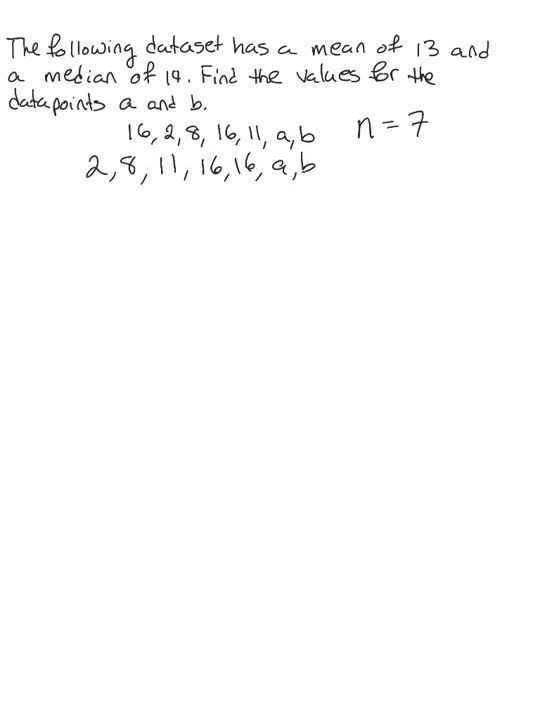So if we draw 7 lines, 1, 2, 3, 4, 5, 6, 7, the median has to be 14, right? So the median value here is going to be this one right here. So this has to be 14. And we didn't have 14 in our original data values, so this 14 has to be either A or B. Here, we're just going to say that 14 is A. So we have now solved for one of our values.